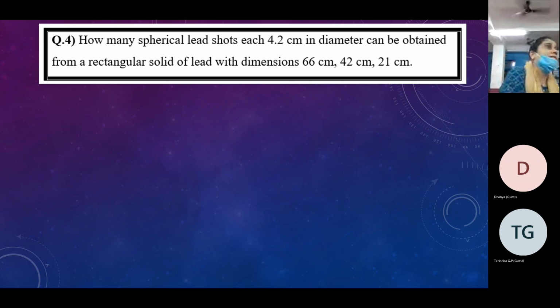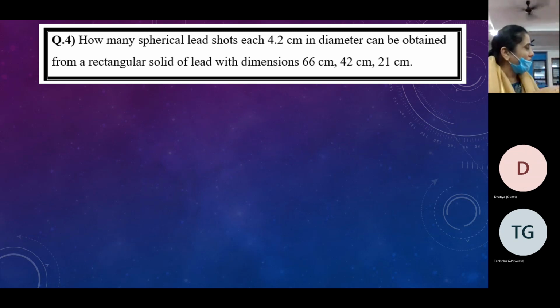Spherical means sphere. Lead is the material, your pencil lead, that material. Spherical lead shots. Have you seen Cadbury's shots? Spherical in shape. Like marbles, you play marbles. So lead shots. Spherical is what is important for you. It's a sphere. So spherical, like cuboid means cuboidal. Spherical. Lead is the material. Lead shots.